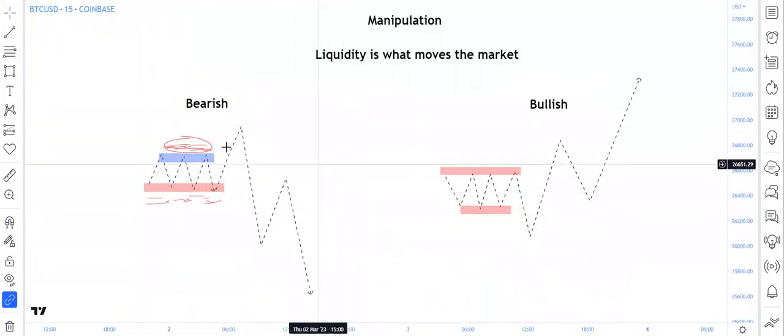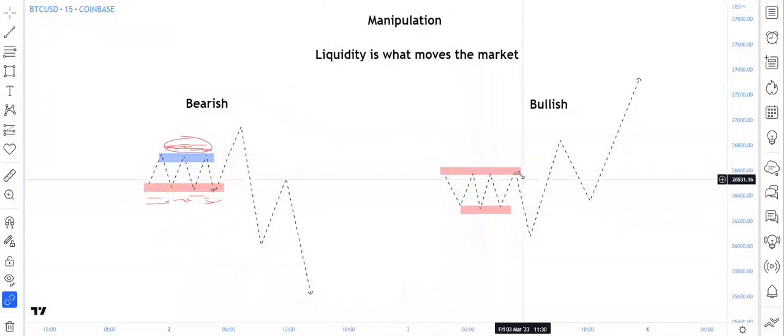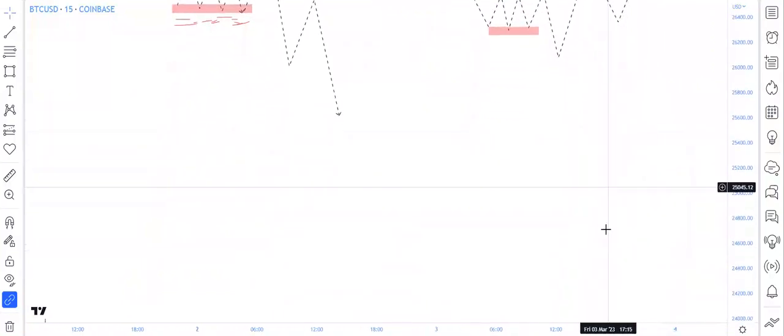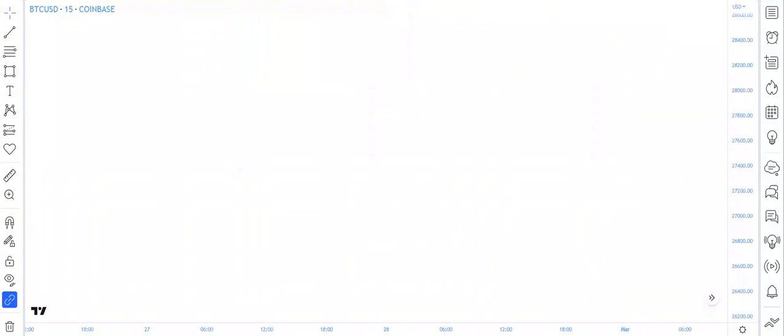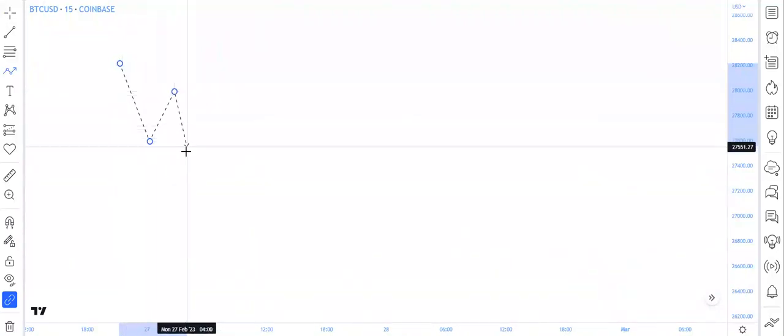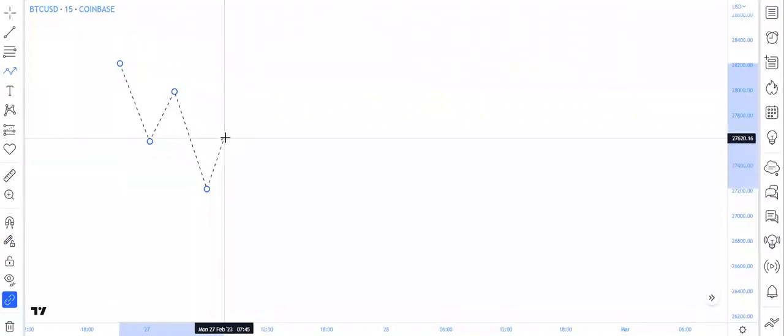Now, this is one example where you have price ranging, grabbing the liquidity before moving towards the downside, then ranging again and grabbing the liquidity before moving towards the upside. Another example would be this. Let's look at a bearish example. You have price creating lower lows and lower highs, and then you see this happening.